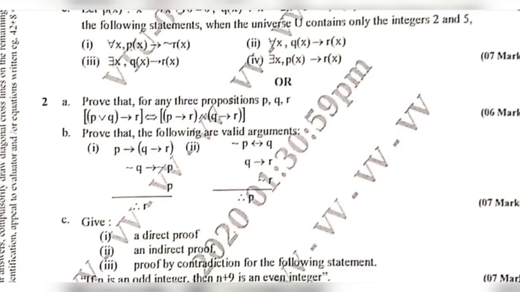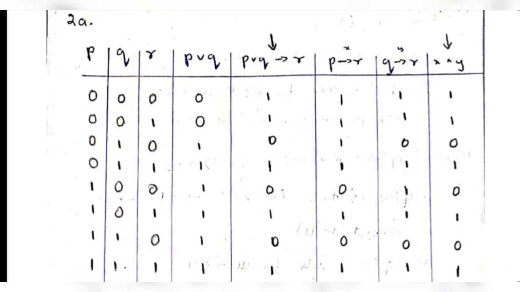Coming to the OR part, we have 2a here, which is: prove that for any three propositions p, q and r, this is logically equivalent to this. So we will be using a truth table, using p, q, r just as in the previous one, and we will be writing all these values and what we need to prove, and then we will be continuing with the equation. Here, we had to prove that these two are logically equivalent.